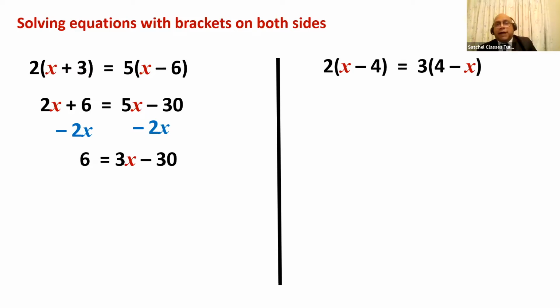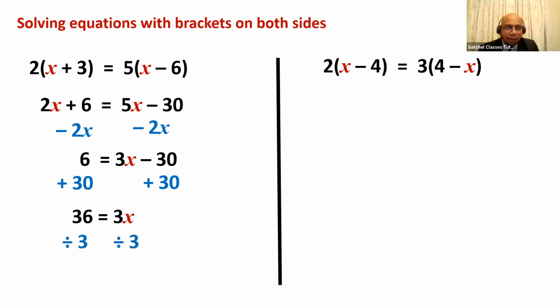Now let's get the minus 30 on the right to the left because we need x's on one side and the numbers on the other side. So minus 30, inverse of that is plus 30. So minus 30 and plus 30 on the right becomes 0. And on the left, we have 6 plus 30, which is 36. So 36 equals 3x. If I divide by 3 now, I'll get x equals 12. There you go. That's your answer.